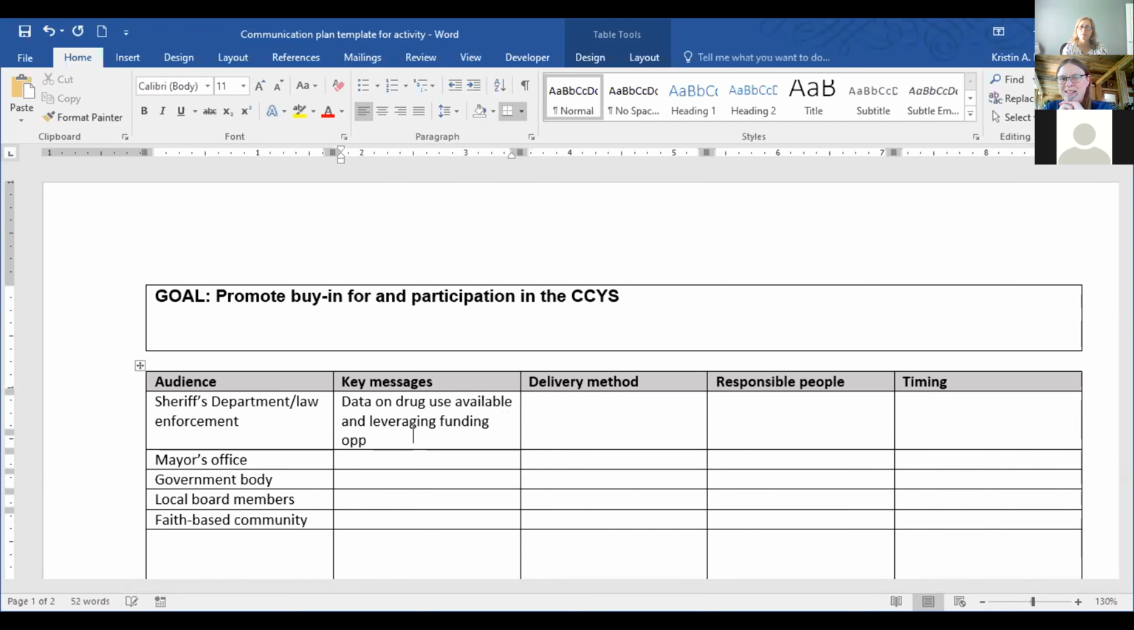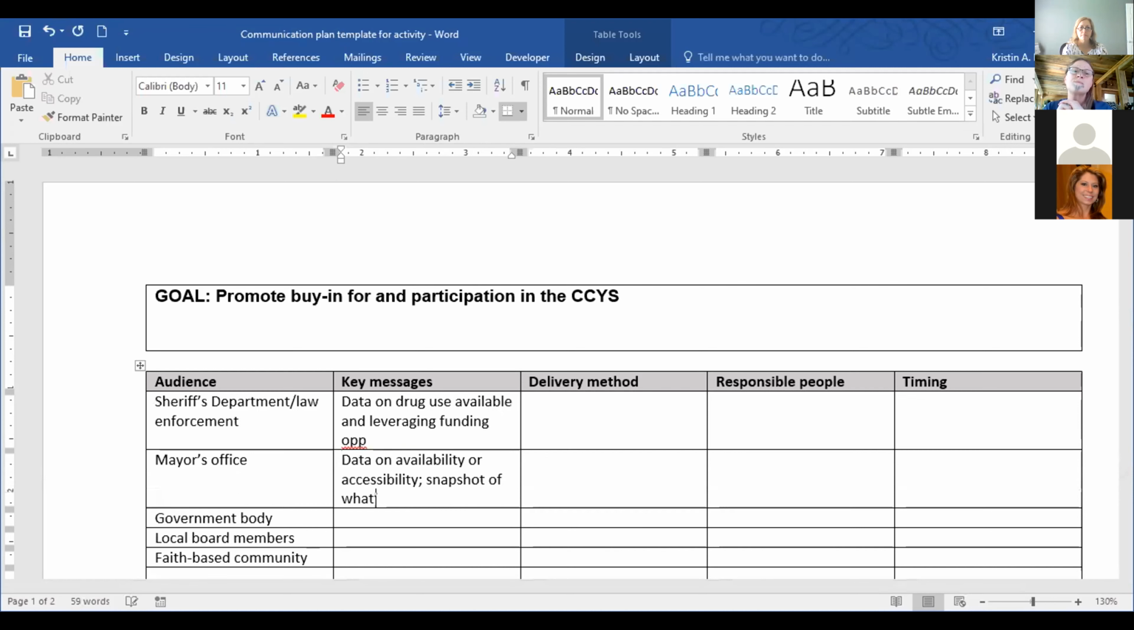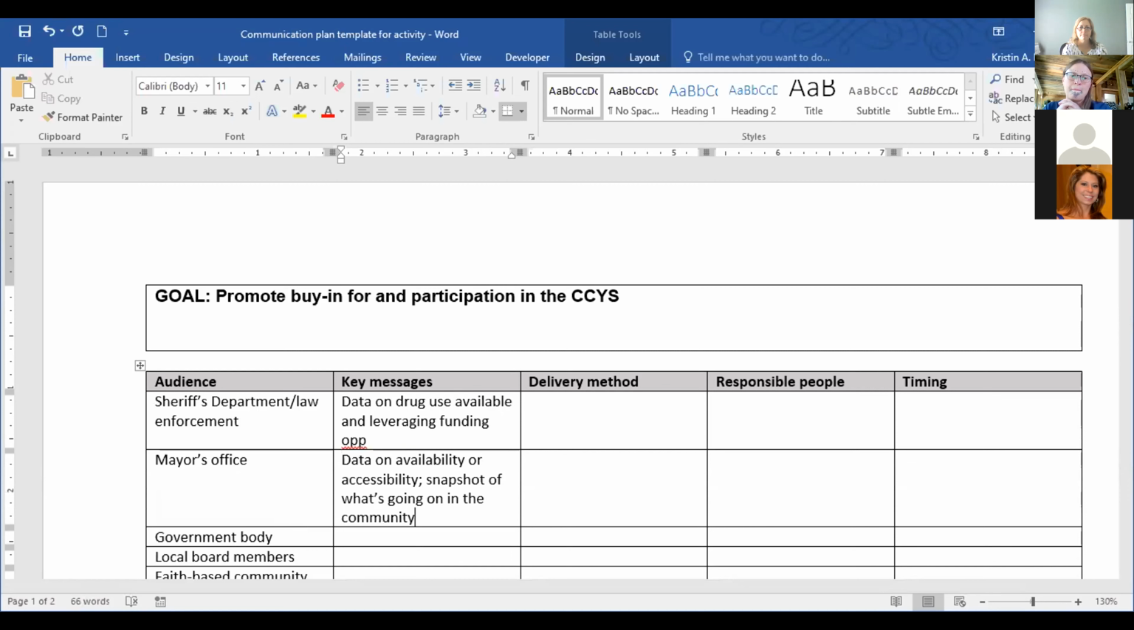How about the mayor's office? Would that be a similar key message or something different? I would want data on availability or accessibility. I would think a mayor would want to have kind of a snapshot of what's going on in the community at that point in time. How about for a government body? Would that look similar? Yes, I think it'd be very similar to a local governing body.